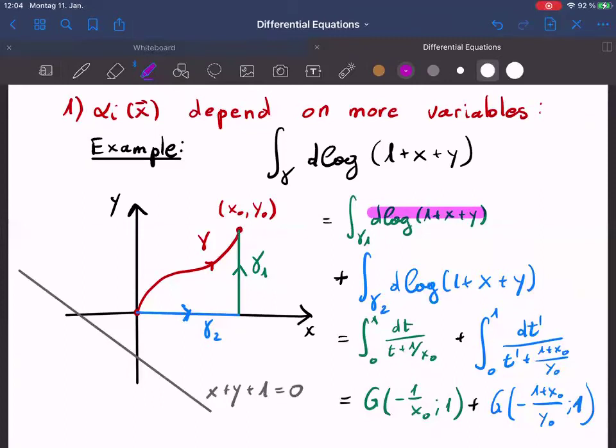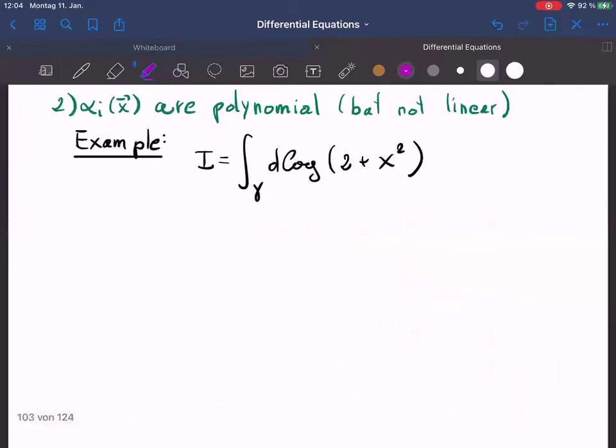Let's move on. So this shows you what you can do if your alpha is linear in more than one variable. You still always get polylogs. It's not restricted to being linear in one variable. It can be linear in many variables. You always get polylogs by the same argument. So what if it's polynomial, but not necessarily linear? So let's look, for example, at an integral of d log of 2 plus x squared.